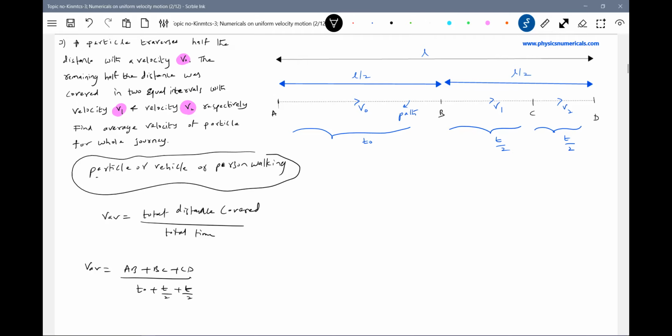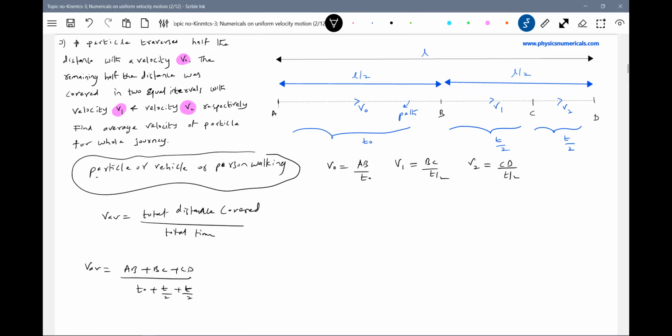So what is AB? AB is V naught T naught. The distance AB you can write as V naught into T naught. Okay, I'll write a few steps, it'll be easier. V naught is equal to AB by T naught. The distance BC is covered with speed V1 in an interval of time T by 2. Similarly, the distance CD is covered in an interval of time T by 2 with speed V2.